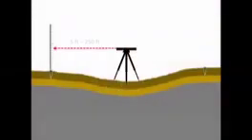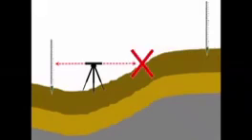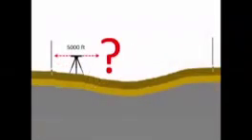Thus, if I need to find the rise between two locations 500 feet apart, I simply set up halfway between the points and take two readings. But what if I can't see between those points? For instance, in this scenario, the elevation difference is greater than the height of my tripod. Or what if the locations are 5,000 feet apart?